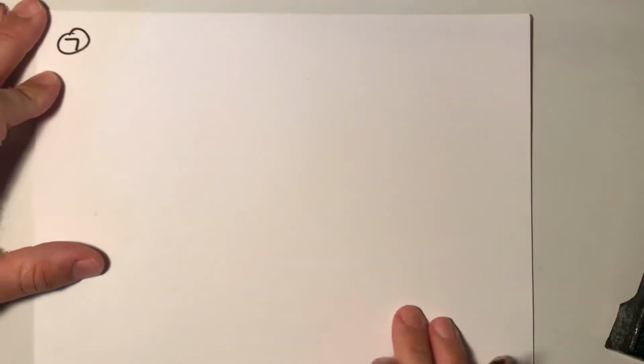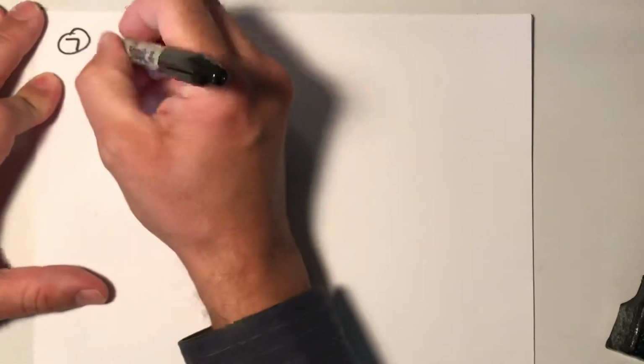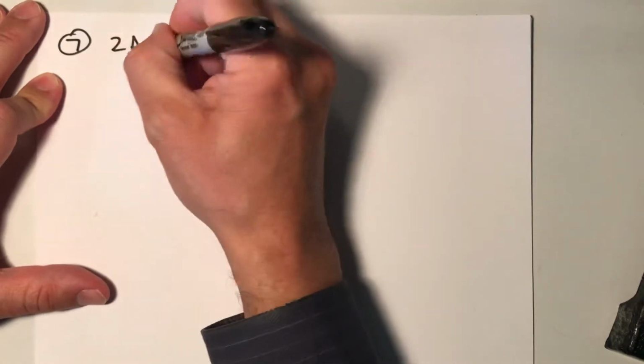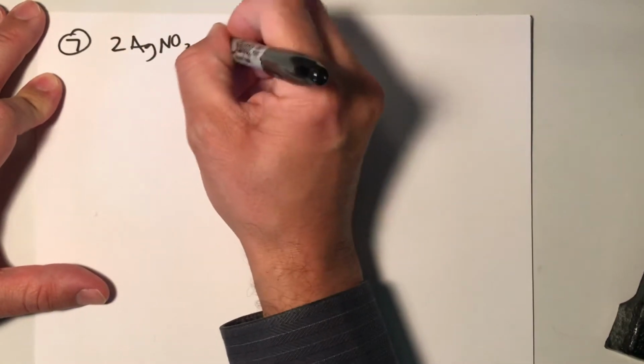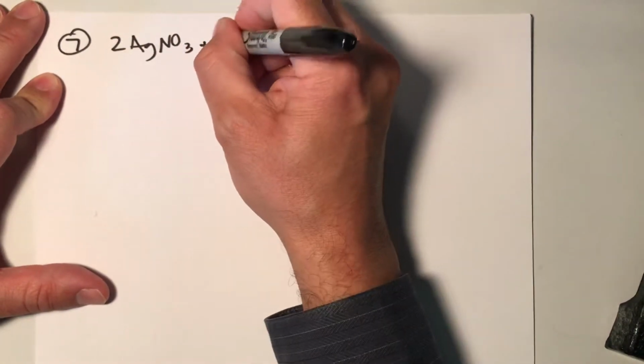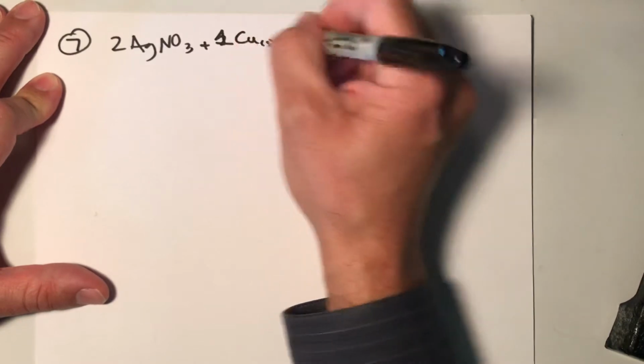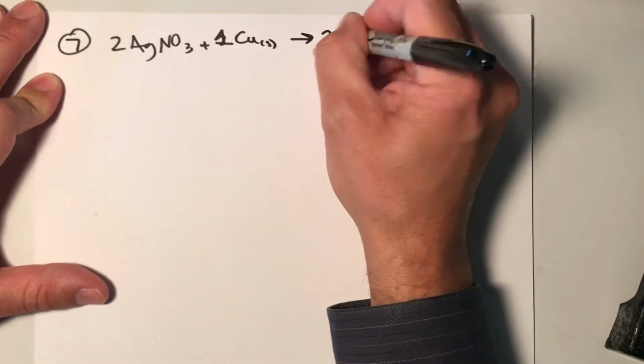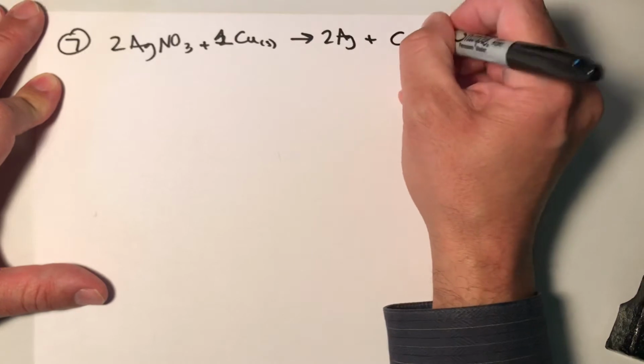This is a quick tutorial to go over limiting reactant problems. I'm going to work one of the problems from the course packet. It's number 7 on page 146 of the course packet. The question gives you a reaction equation, 2 silver nitrate plus 1 copper, solid, yields 2 silvers plus copper nitrate.